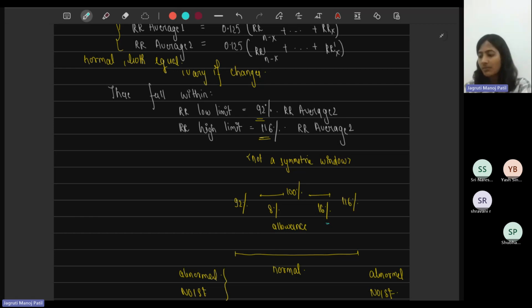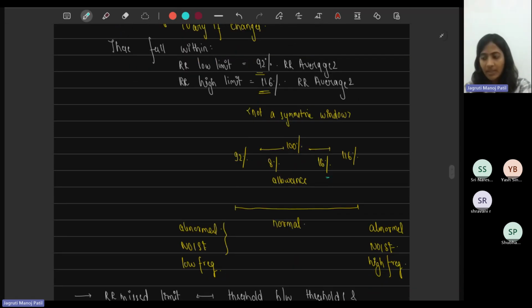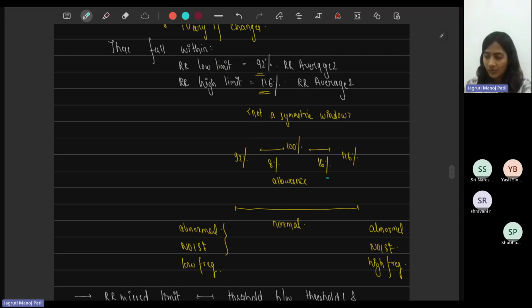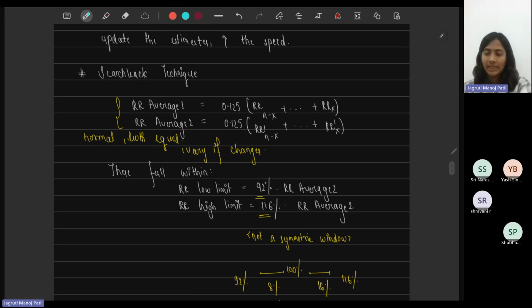If it's between them, it's a normal condition. If not, it can be noise, an abnormal condition, or low frequency noise. But if it's not, again, it can be abnormal, can be noise, or can be high frequency noise. So this is how they defined the search back technique.